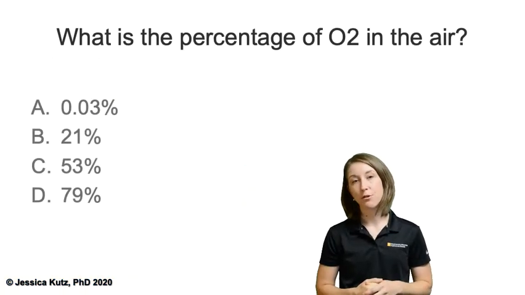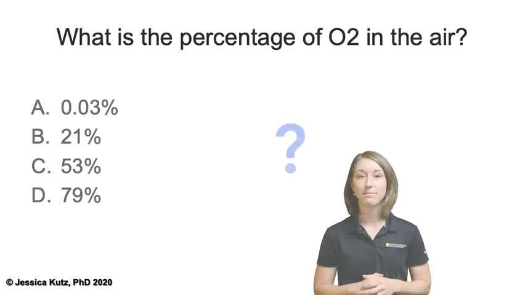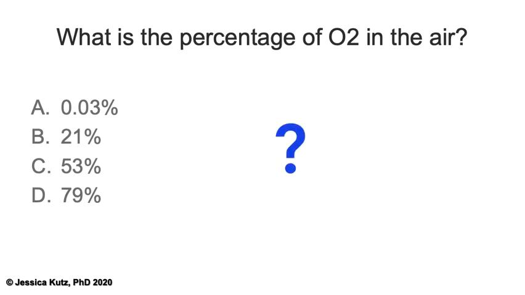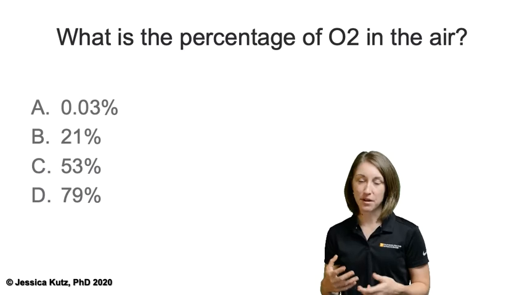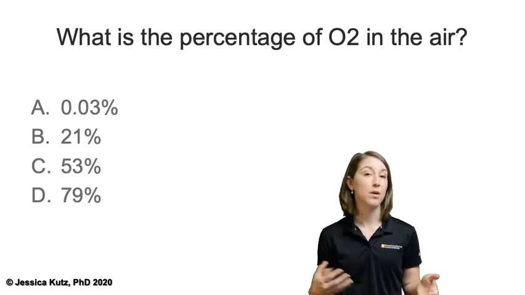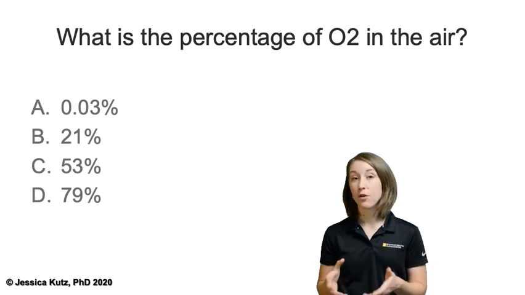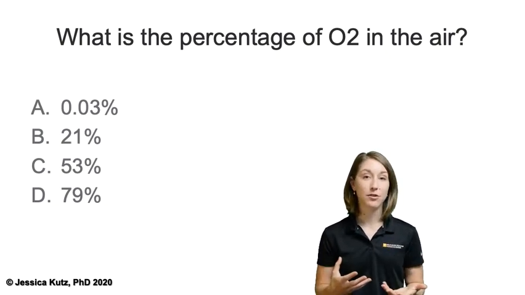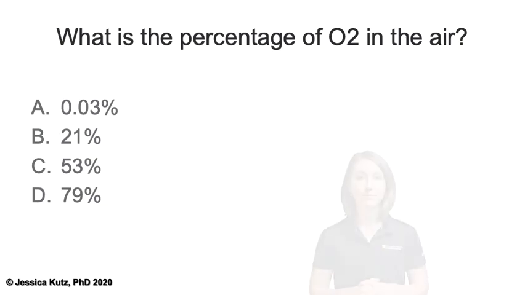Practice problem for you. What's the percentage of oxygen in the air that you breathe every day? Hopefully you answered 21%, or to be more precise, it's about 20.9%. And this is an important number you'll need to know. You're also going to need to know the percent of nitrogen in the air and the percent of carbon dioxide in the air.